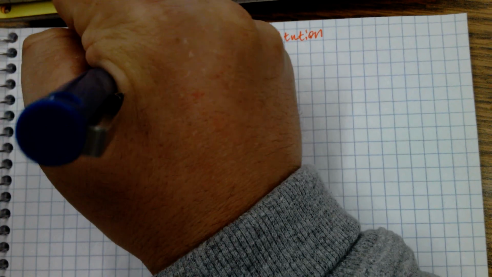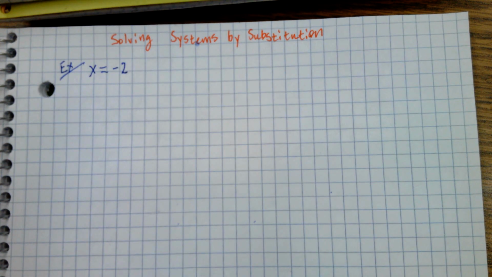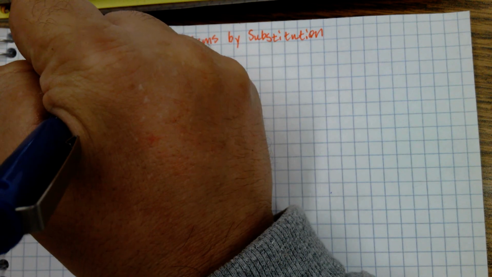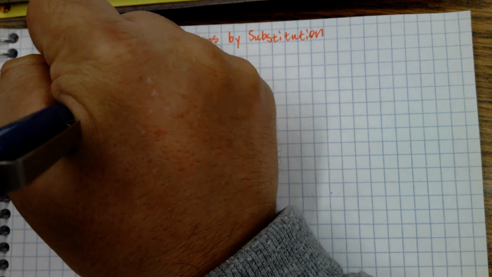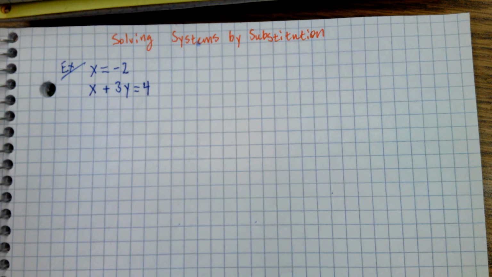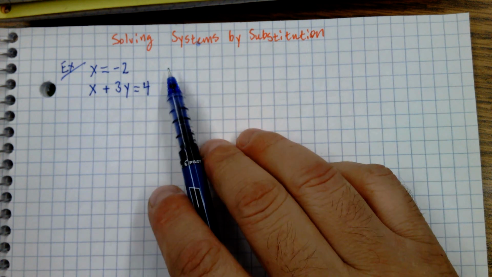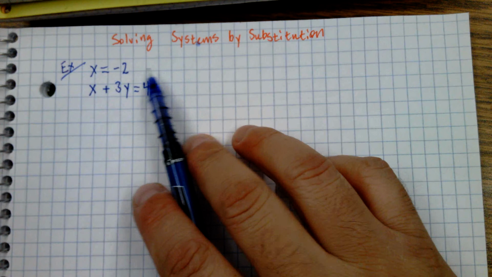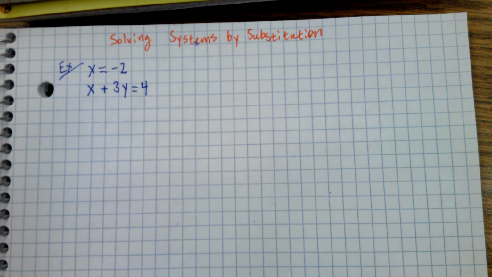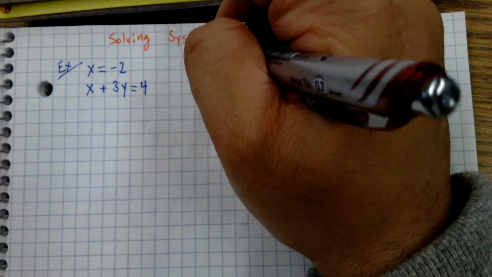X equals -2. If we're graphing this, that would be a vertical line. Then we have a second equation, because we need two, and that's x plus 3y equals 4. We want to know what combination of x and y numbers would work in both of these. We were solving this by graphing. Now we're going to use substitution, and this is what we do.